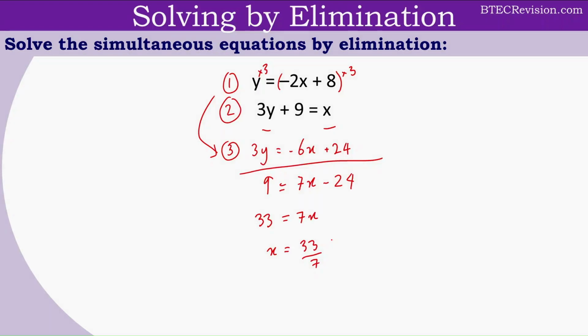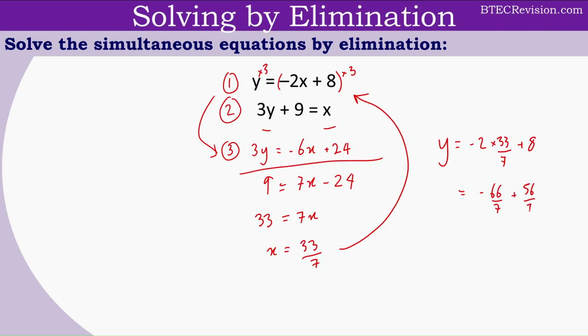Now that we've found our x value, we can just simply replace it into one of the equations. I'm going to go with equation 1 because y is already the subject. So we can say y is equal to negative 2 times our x value, which is 33 over 7, plus 8. So that's equal to negative 66 over 7 plus 56 over 7, and that's going to be equal to 10 over 7. So we now have our x and y values.